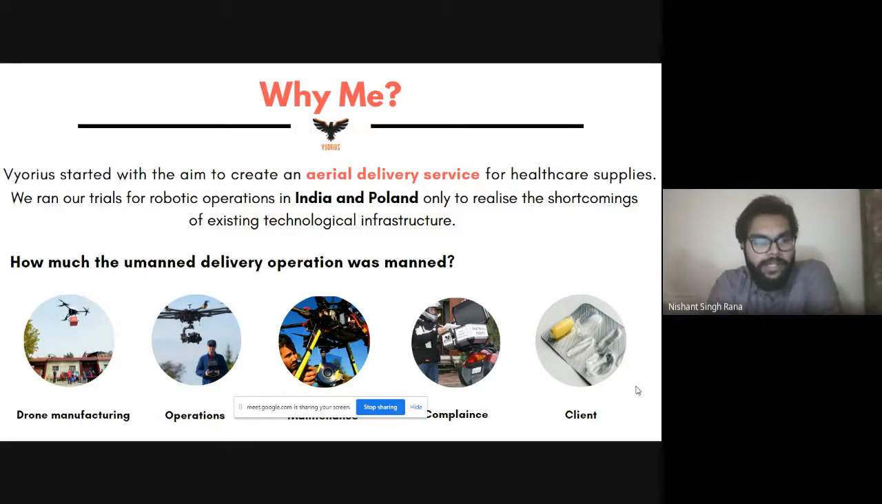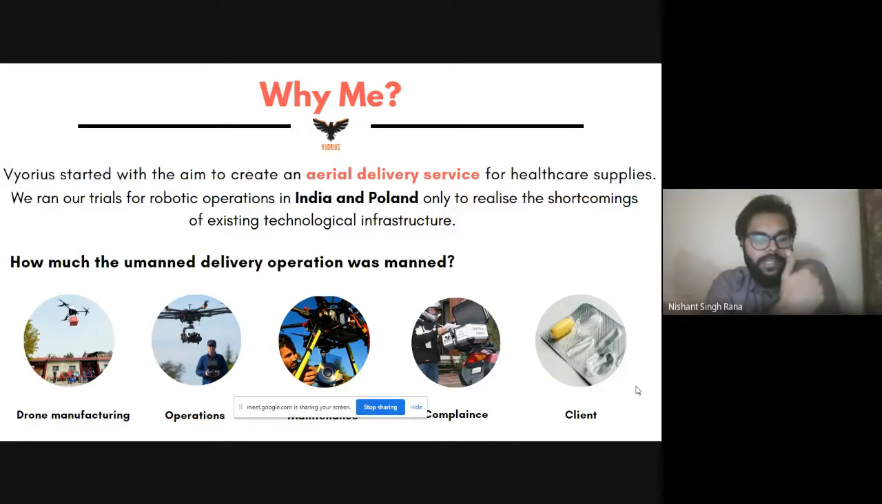While we did that, we realized that the operations we were running, even though we were creating an unmanned robotic system and unmanned robotic workflow, most of the operations we were actually doing entailed everything that needs humans to interact with them.